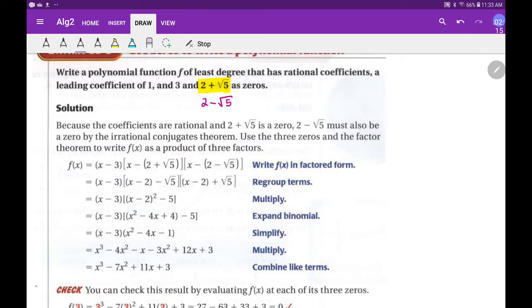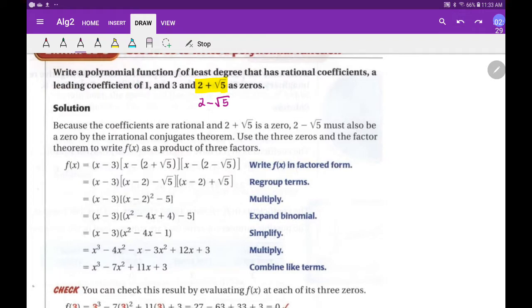I'm looking here, oh, leading coefficient of 1. I was thinking that 1 was a root, but no, it's a leading coefficient of 1. Okay, fine. That means I get to have 1 out in front. That's nice, that's convenient. But 3 means I'm going to have x minus 3. And there's one of my factors, x minus 3.